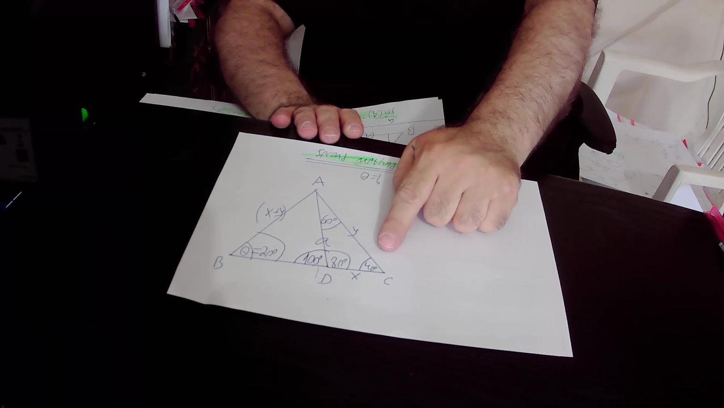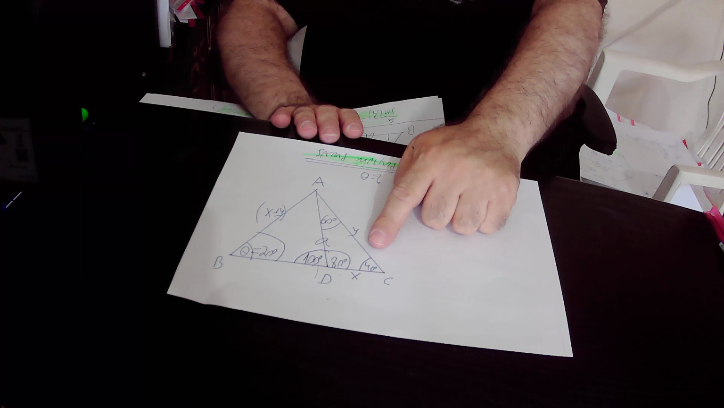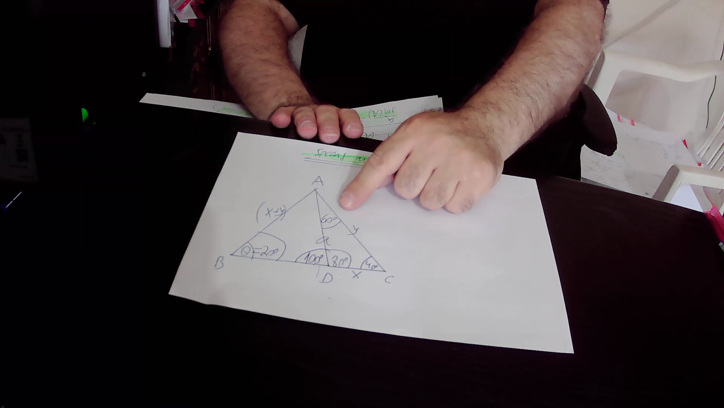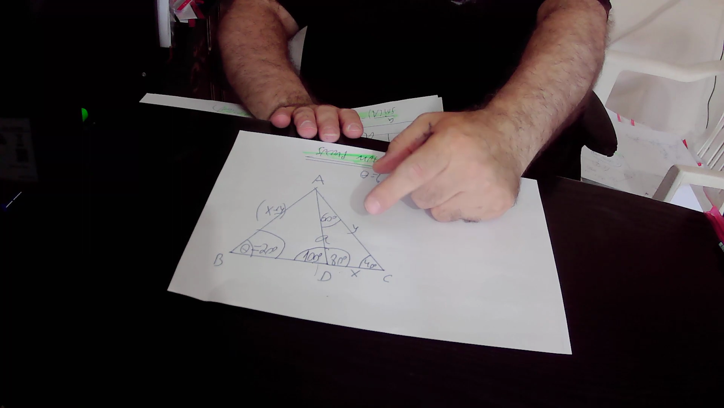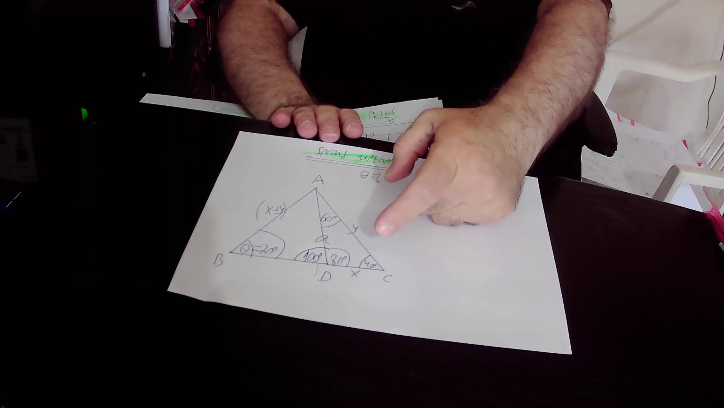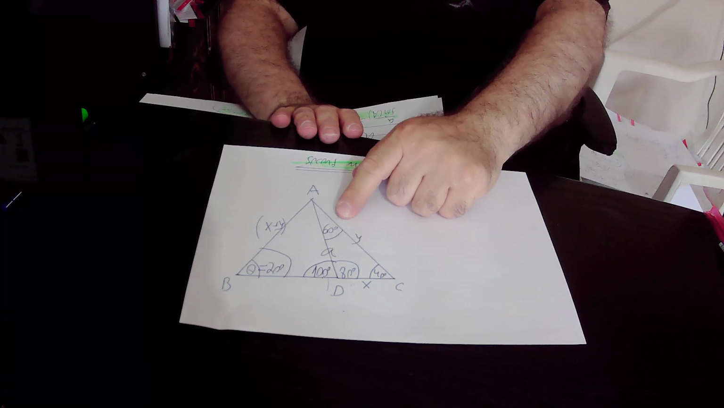This angle equals 40 degrees. So the sum of those two angles is 80 degrees plus 40 degrees, which is 120 degrees. If the sum of those two angles is 120 degrees, it means that this angle must be equal to 60 degrees in order to complete the sum of the angles in triangle ADC to 180 degrees. This angle must be 60 degrees because 60 degrees plus 120 degrees is 180 degrees. So this angle equals 60 degrees.